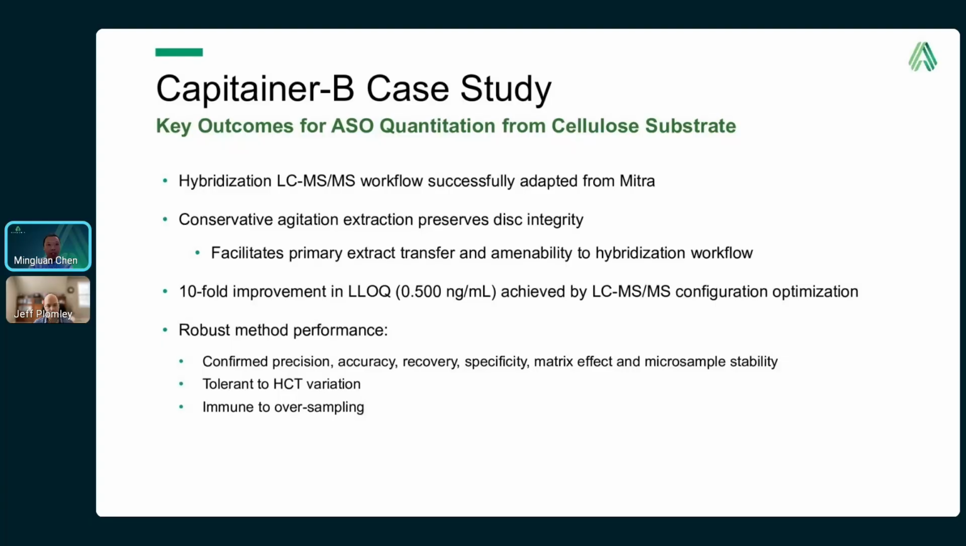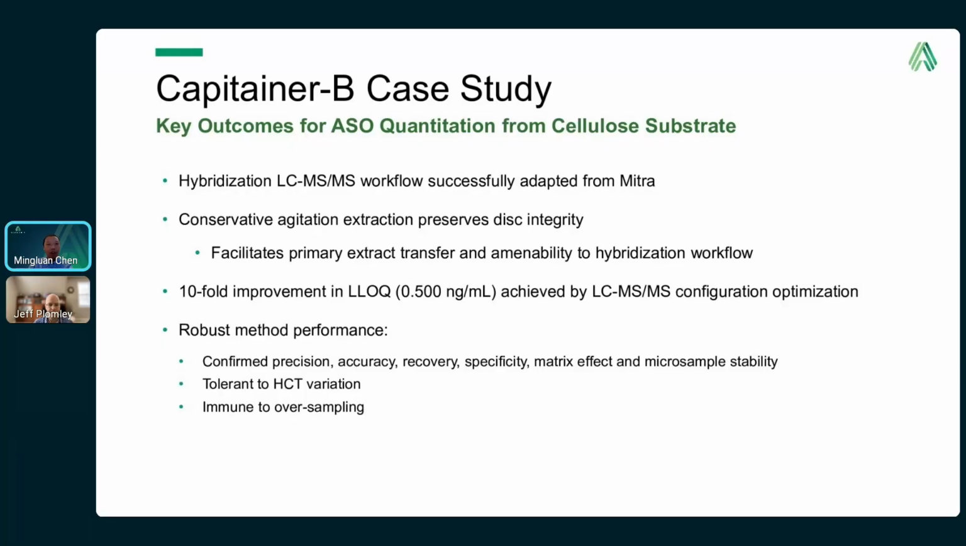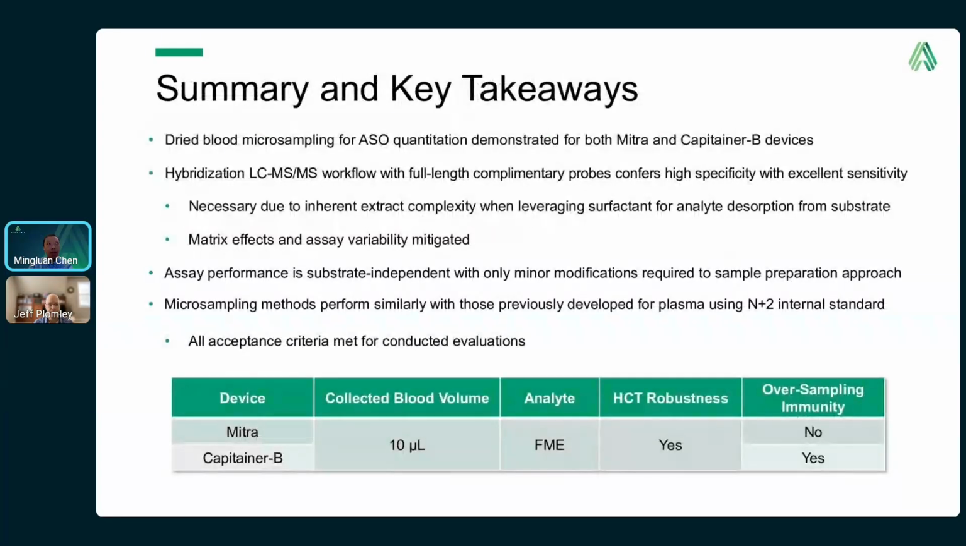The method performance was robust across a wide hematocrit range and demonstrated immunity to oversampling, with a full validation confirming the excellent precision, accuracy, specificity, and microsample stability. Overall, these results demonstrate that Capitainer B is a reliable platform for low-volume analyte quantitation.